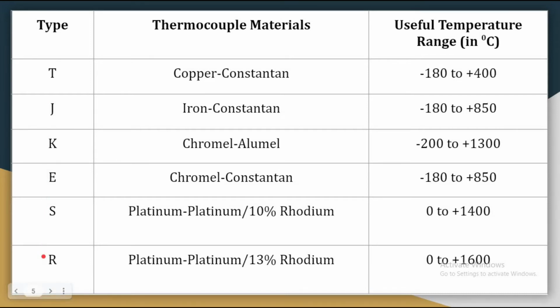The T type of thermocouple is made of copper-constantan and the temperature range is -180 to +400 degrees C. The J type of thermocouple is made of iron-constantan and the temperature range is -180 to +850. The K type of thermocouple is made of chromel-alumel and the temperature range is -200 to +1300.